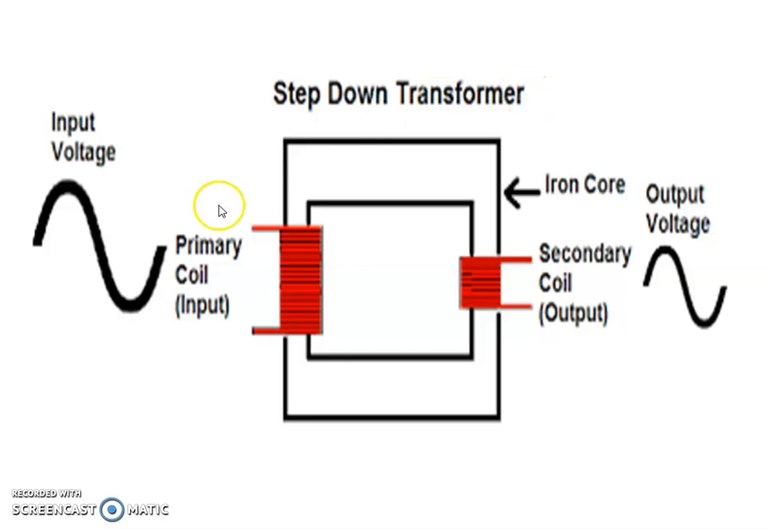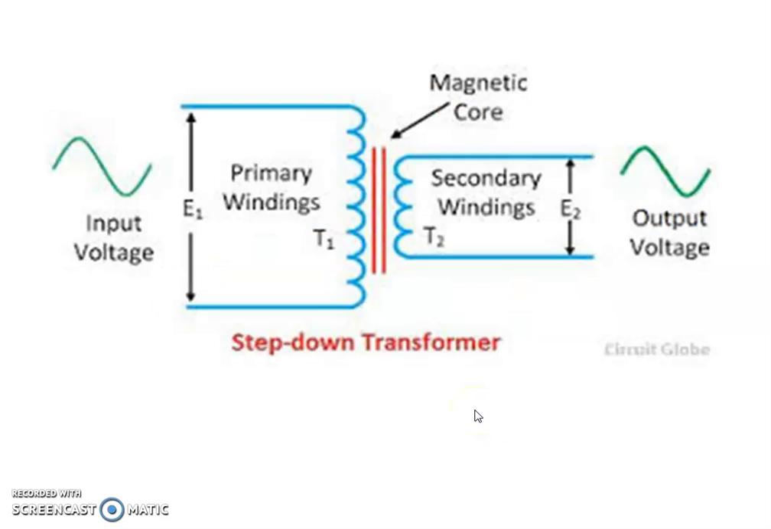Then for the step-down transformer, exactly the reverse condition takes place. That is, on the primary side the number of turns are more, and on the secondary side the number of turns are less. So for the step-down transformer, here you can see the voltage cycle. Here the amplitude of the voltage is large, while at the output side the amplitude is reduced, means it is stepped down. So this is usually the symbol of a step down transformer. On the primary side the number of turns on the coil is more, on the secondary side the number of turns of the coil is less.